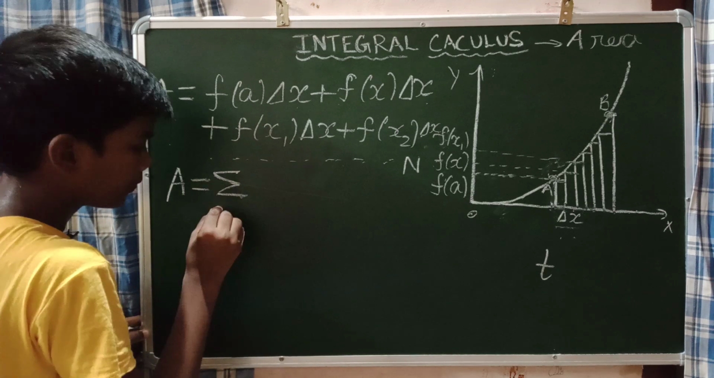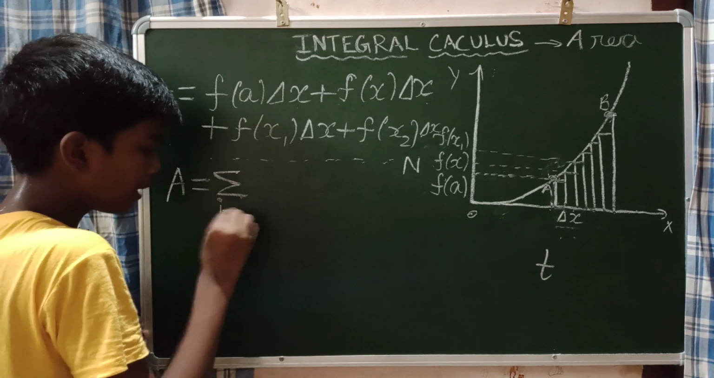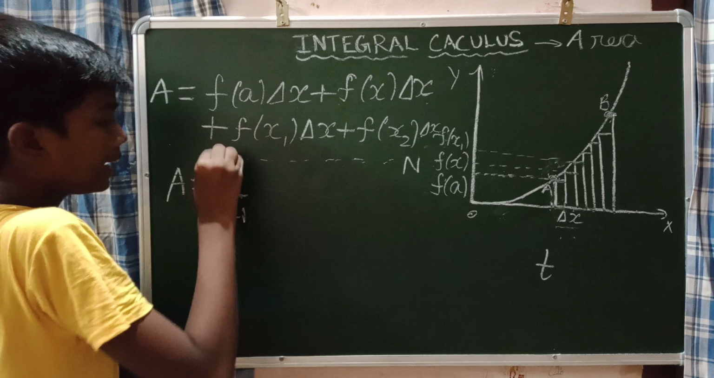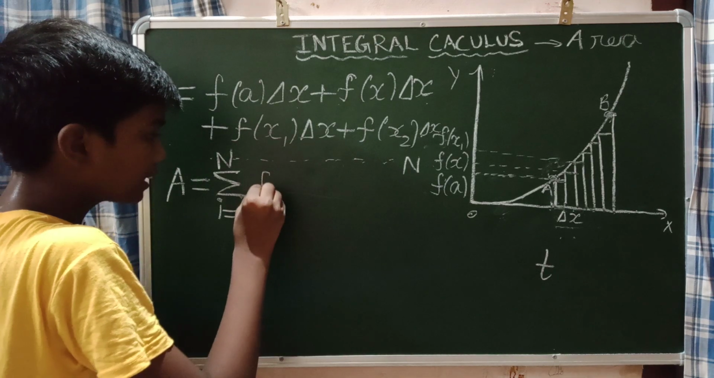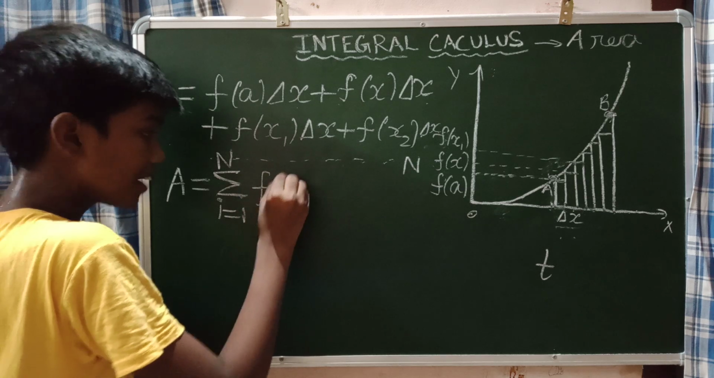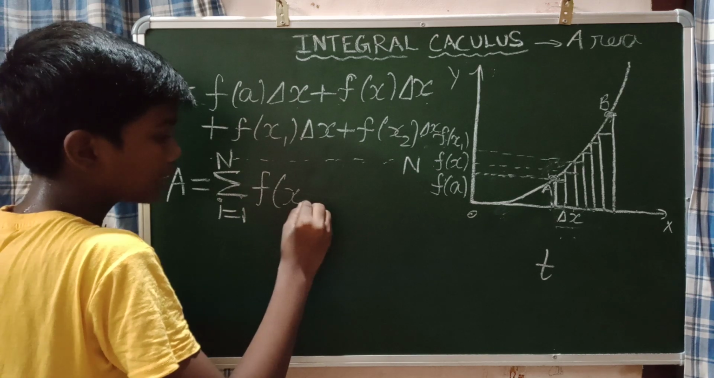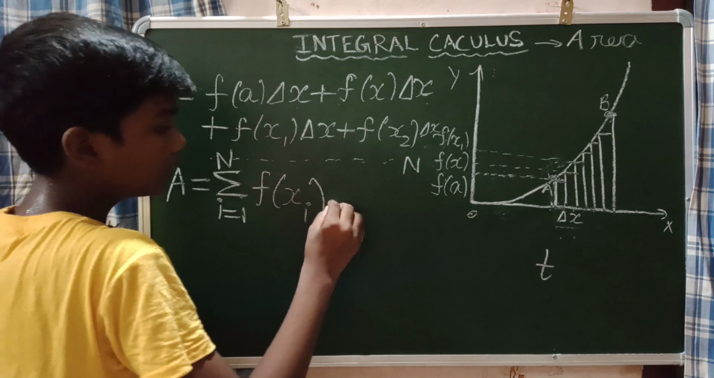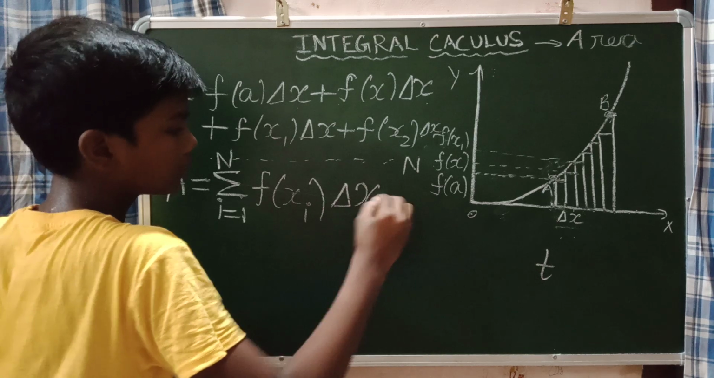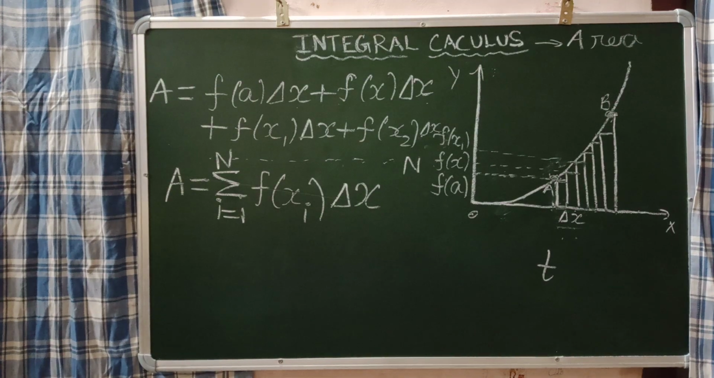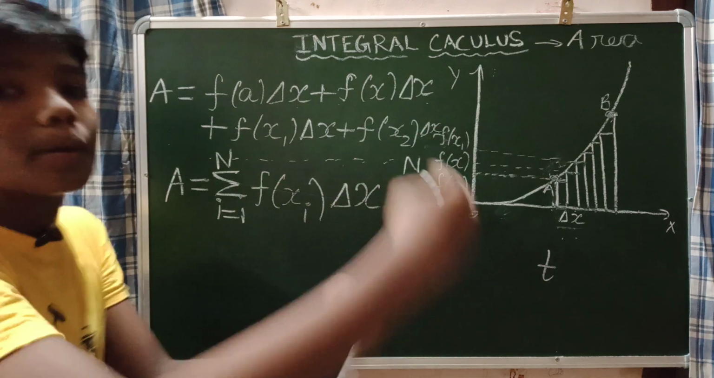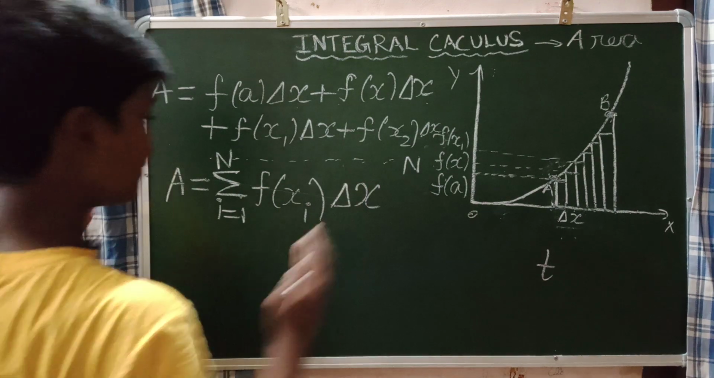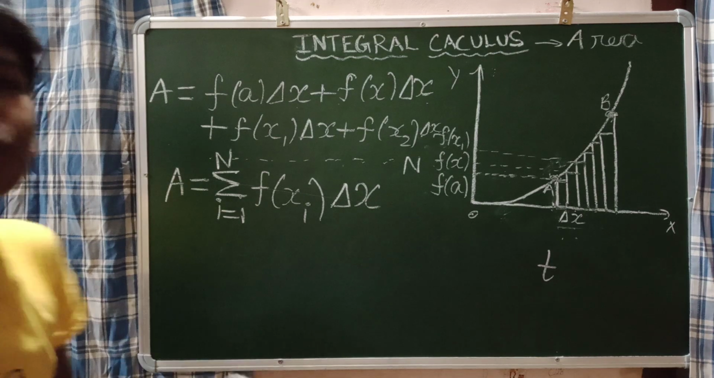Summation of the first part to the n number of elements of f of x, ith part into delta x. This is how it will be. What I did is, it is difficult to write more and more, so I will contract it into a simple form.